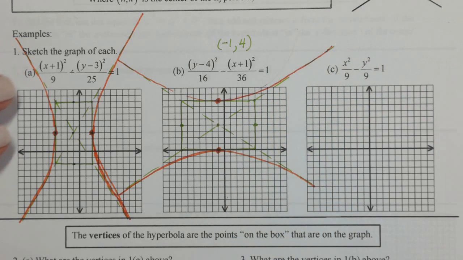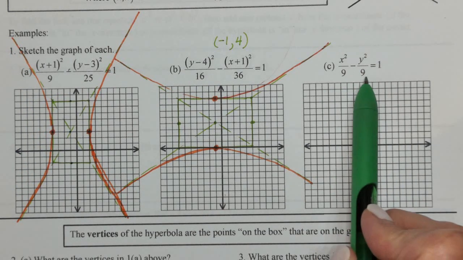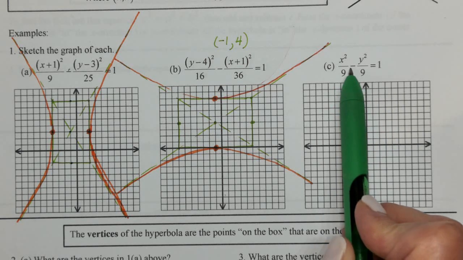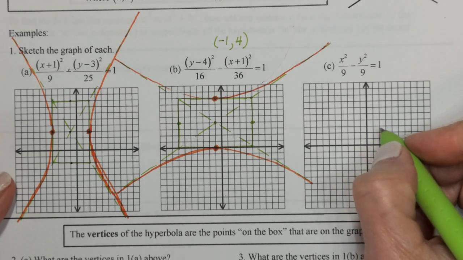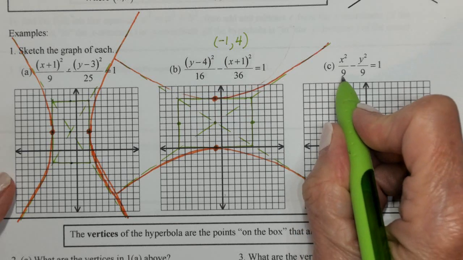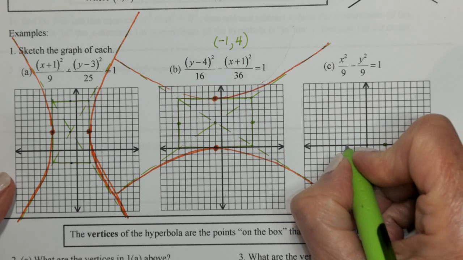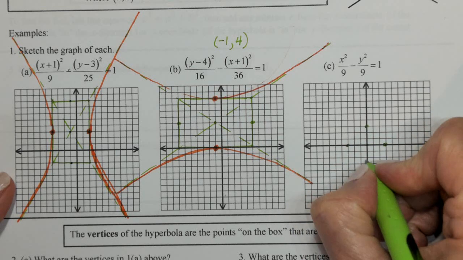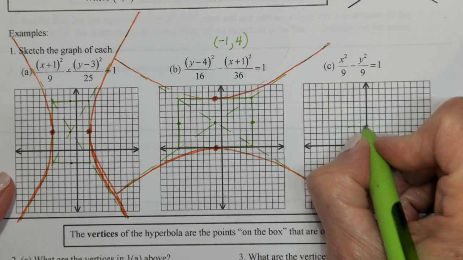asymptote. Okay, next one. For the next one, I notice that these are the same. It doesn't matter. I see one positive, one negative, so I know I'm looking at a hyperbola. So I go to my center. This time the center is right at the origin. I'm going to go 3 units in the x direction, 3 units in the y direction, 3 units up, down, right, and left. And then I've used that to form my box.